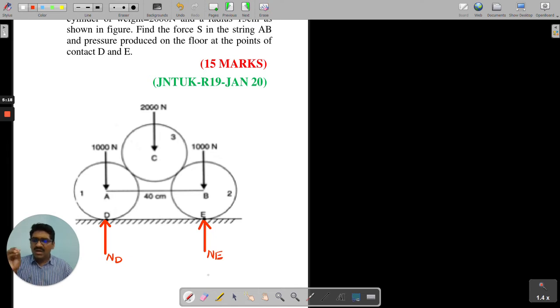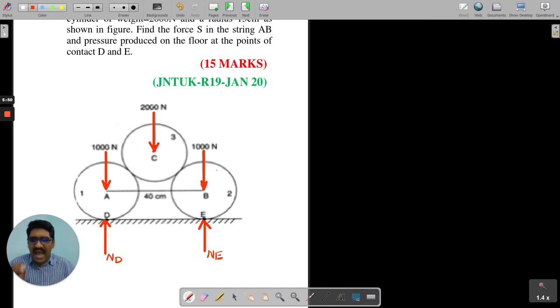Next one. What about the weights? So here we have weight, that is I'm marking here like this. This is a weight 1000. 1000 is there. Okay. 2000 is there. Okay. And here we can have definitely 1000. Okay. So these are the only forces we have, all of you.